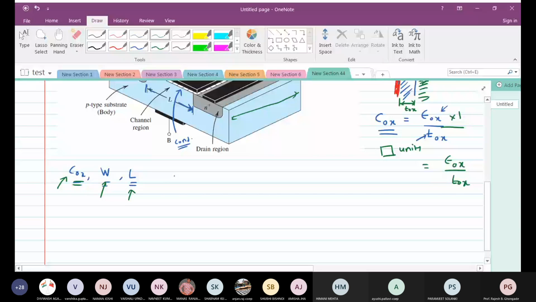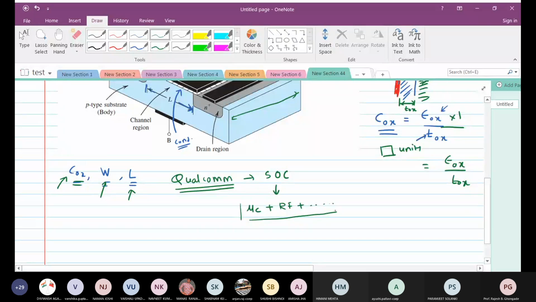Have you heard of Qualcomm? What is this Qualcomm? It's a company which manufactures SOCs, which are used in your cell phones. What is an SOC? It is a combination of a microcontroller plus the RF devices plus so many different things. So it is a system on chip, not only a microcontroller. And this is manufactured as a CMOS device.